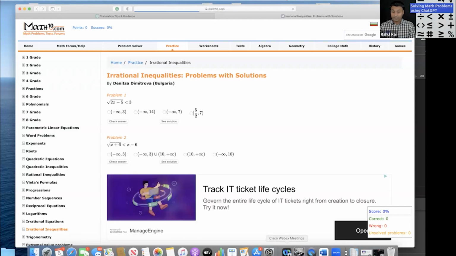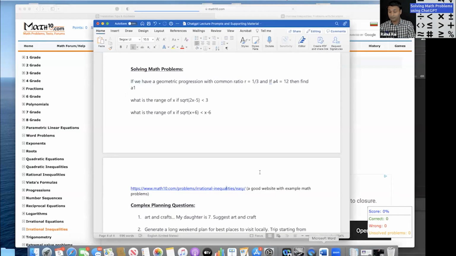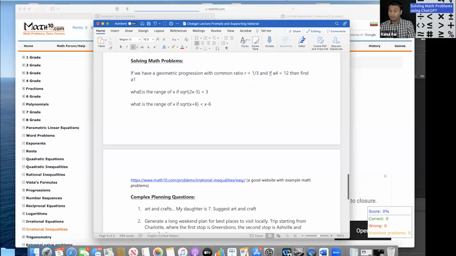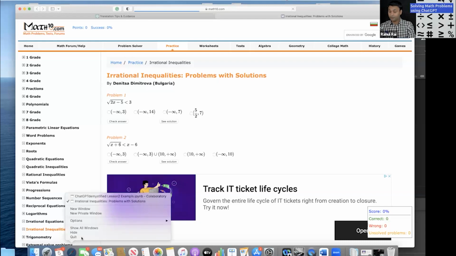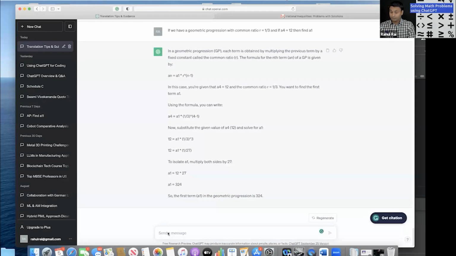So let me take another example problem, and I want to solve this problem where I want to find the range of x if this inequality is satisfied. I'm giving this problem in a natural language form, and let's try to solve this. Okay, and there is a caveat. Sometimes there is a caveat in the explanation. So I'm asking ChatGPT to solve this problem, right?